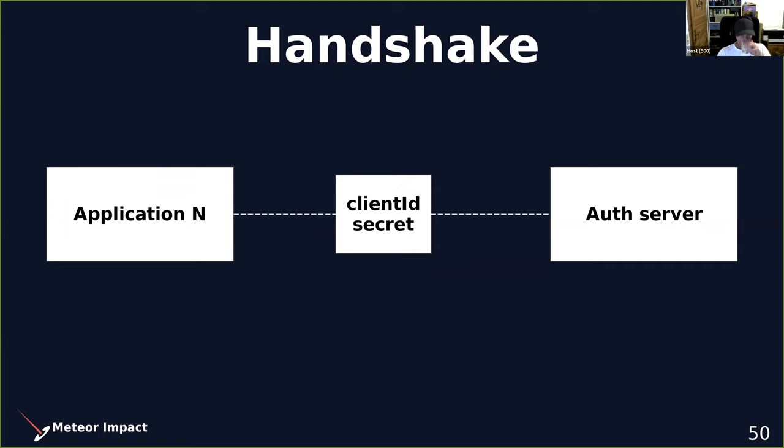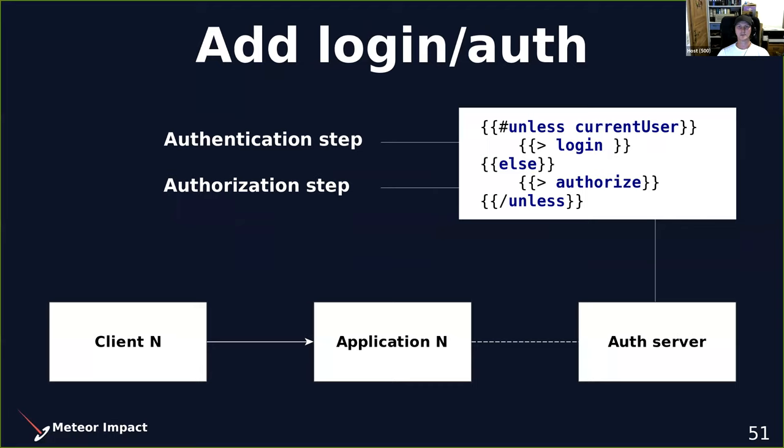Now we're at the point that the servers know each other, but we also need some capabilities for the users to actually authenticate. So we need some client code. We need a login on the OAuth server to have the authentication run and the authorization also.